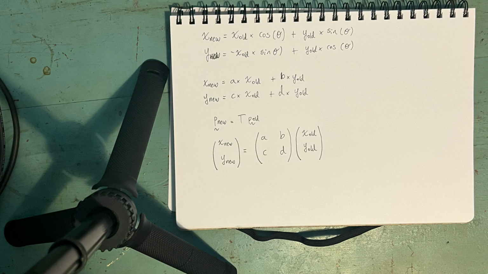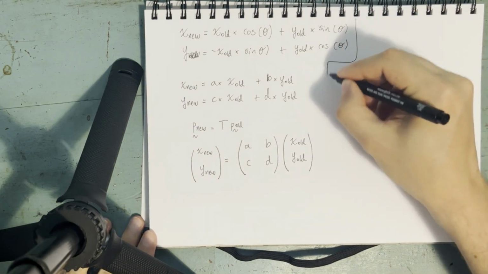Combinations of certain coefficients can describe rotation, scale, or skew transformations. The big question is, given a transformation, how do we determine the coefficients? The answer is surprisingly elegant. We analyze what happens to the standard basis vectors.